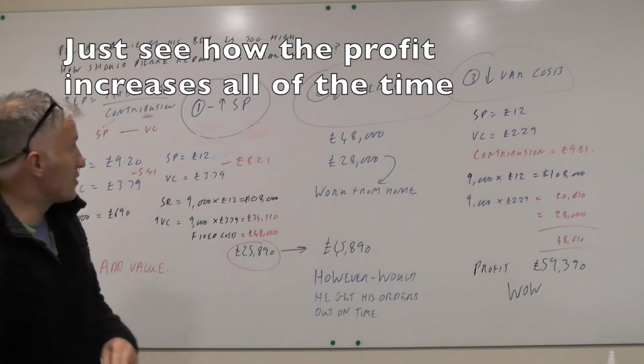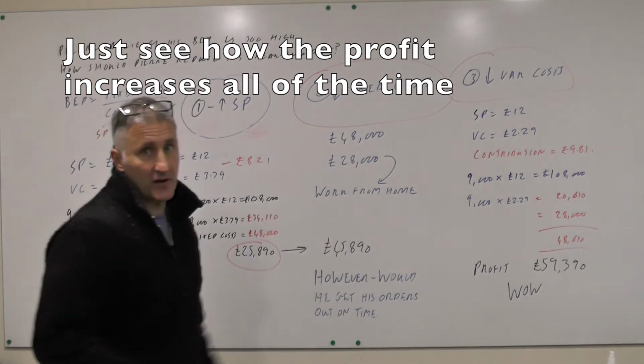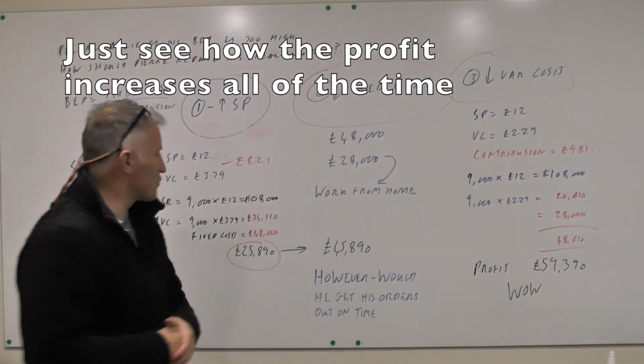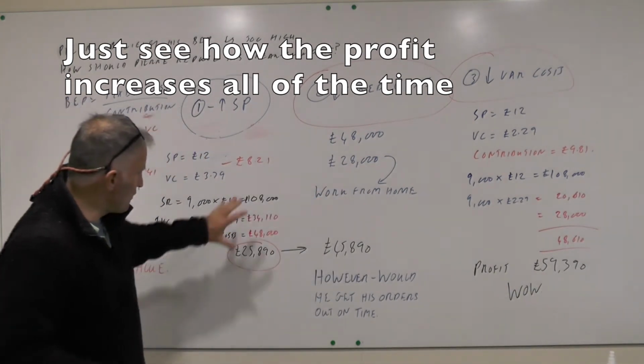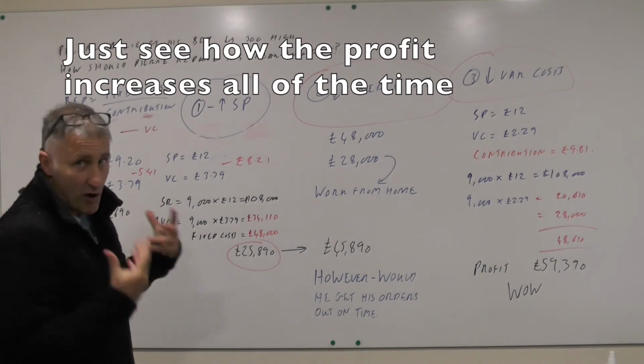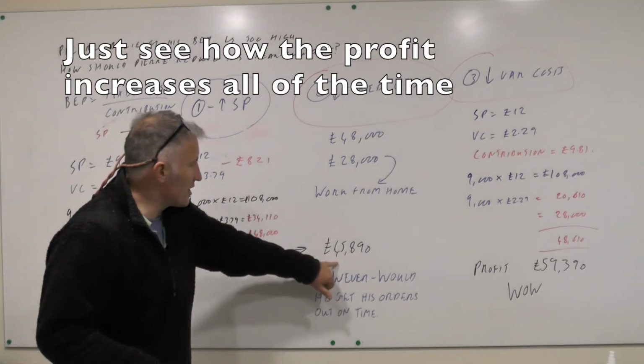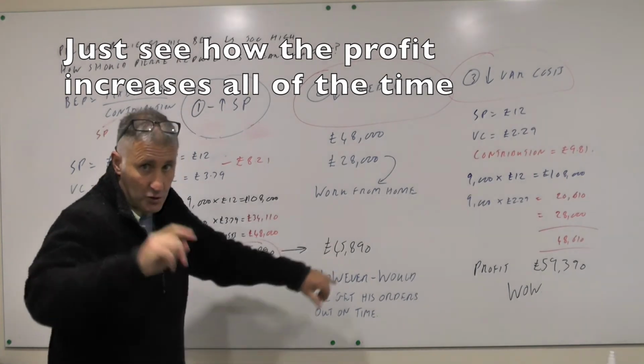Or we can decrease the fixed costs. If we decrease the fixed costs, then our fixed costs will fall from 48,000 to 28,000, and hey presto, if we put the same formula in there, so we can raise the price and we can decrease the fixed costs, then our profits are suddenly getting up to 45,890 quid.